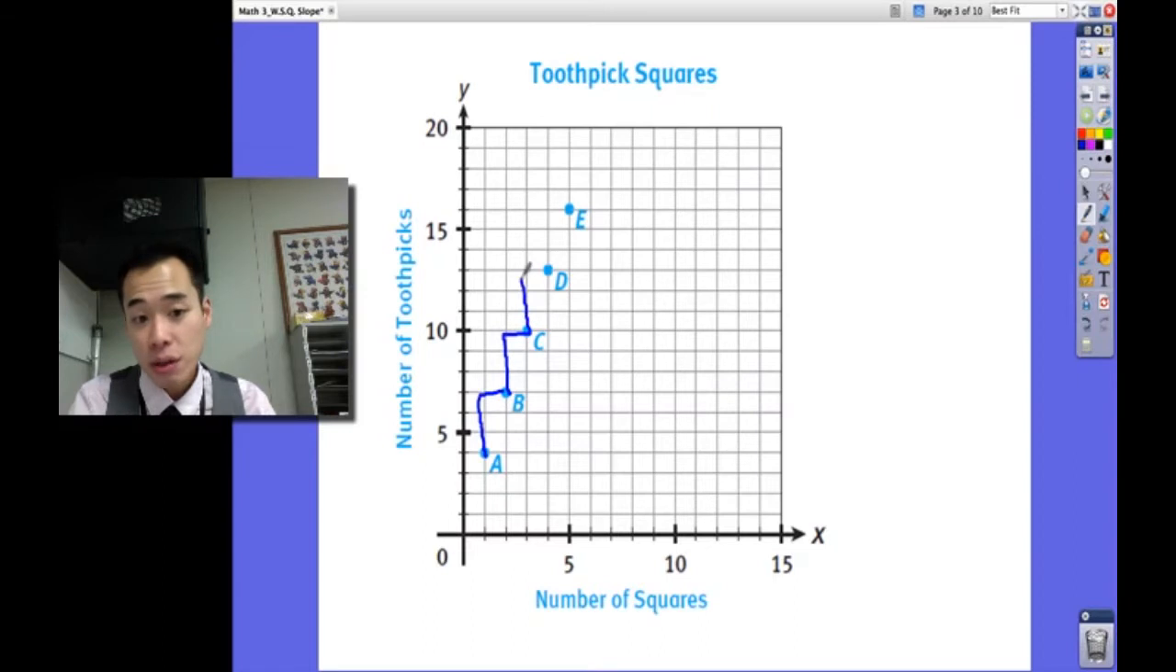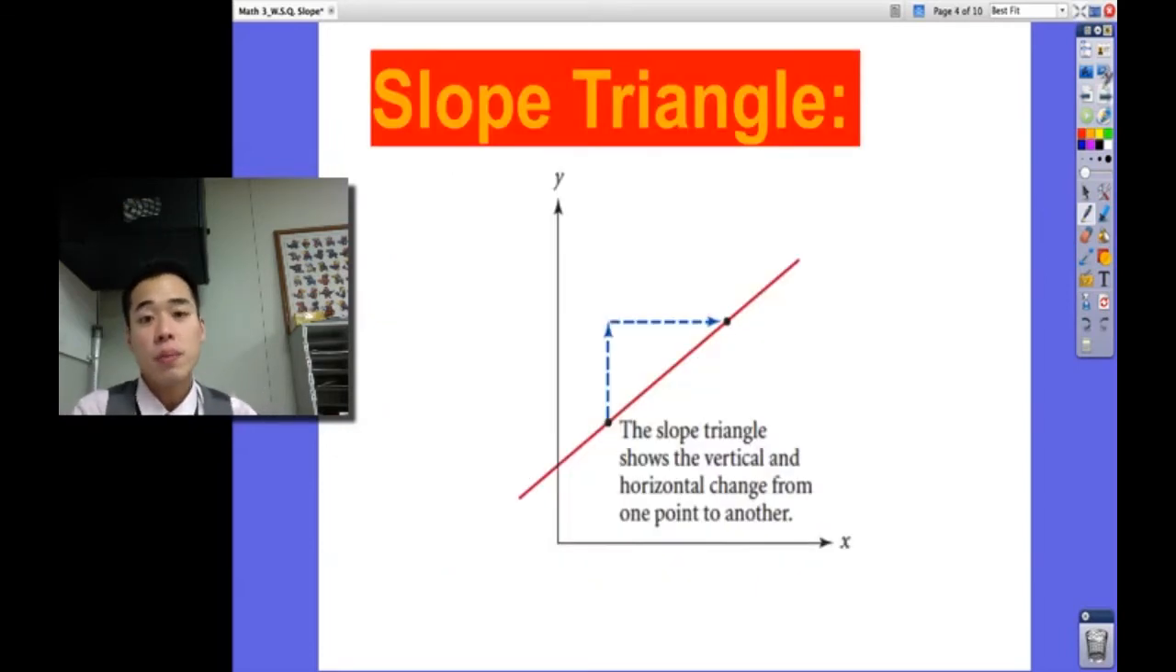Every time I increase it by another 3 toothpicks, I get another square. And that is basically what I just did on the screen. It looks like a little stair step. That's called the slope. To find slope, there's a couple different ways.